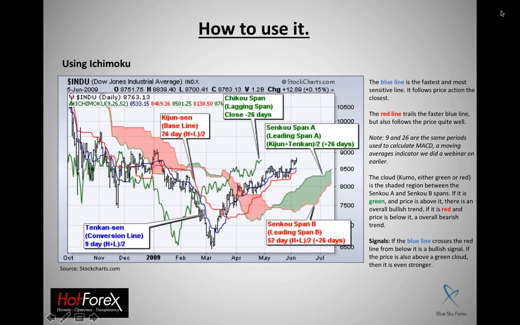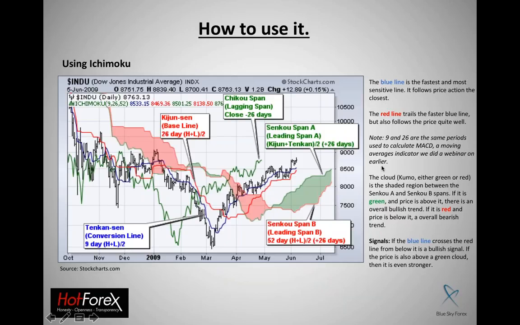Now, how exactly do you use it? The blue line is the fastest and most sensitive line, right? Because it has the shortest look-back period, calculation period. And this line is following the price action, or the current price, the spot price, the closest. The red line trails the faster blue line. It's slower, but it also tends to track price.